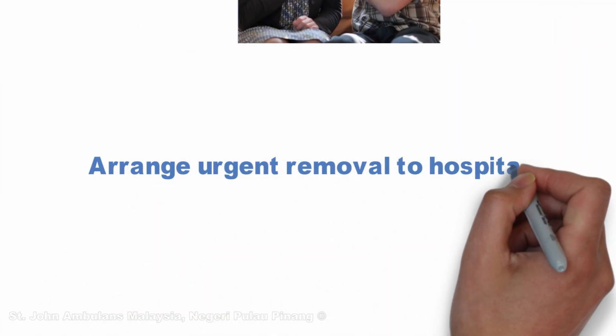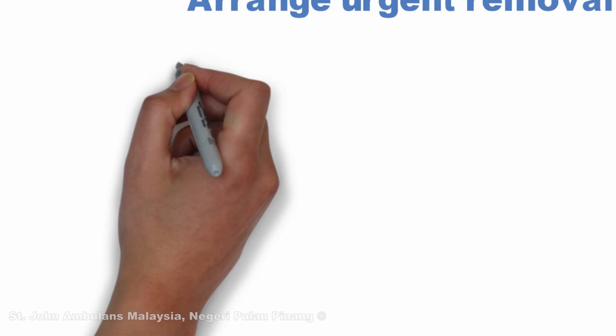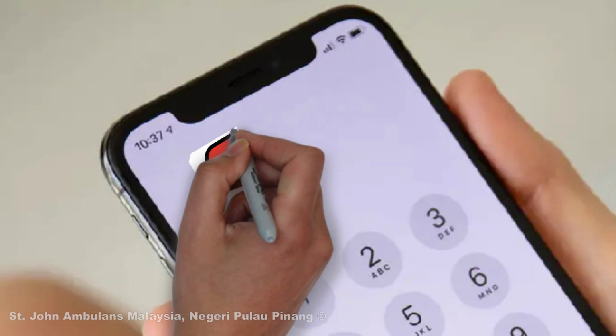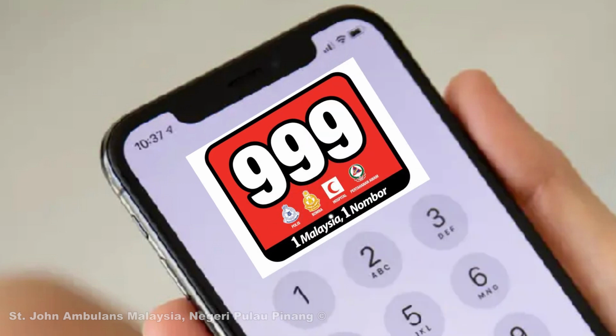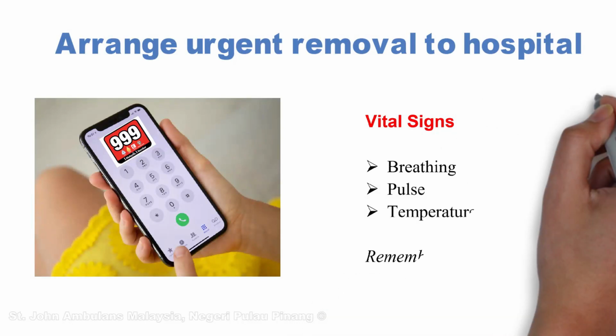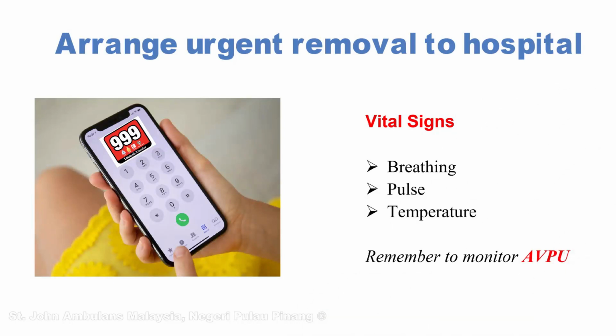Thirdly, arrange for urgent removal to the hospital. Call 999 for emergency help. Tell the ambulance control that you suspect the victim is having shock. Along the way, monitor and record vital signs while waiting for help to arrive.